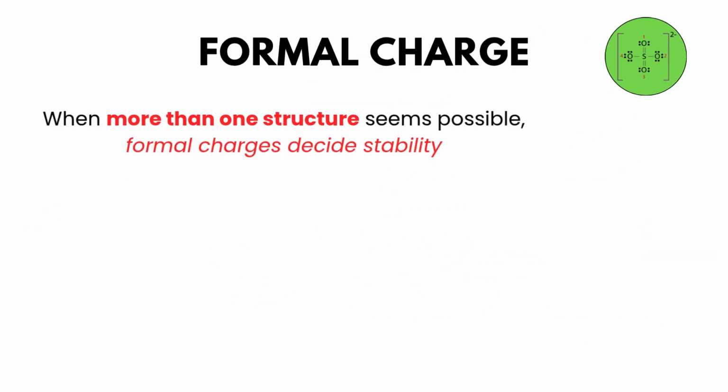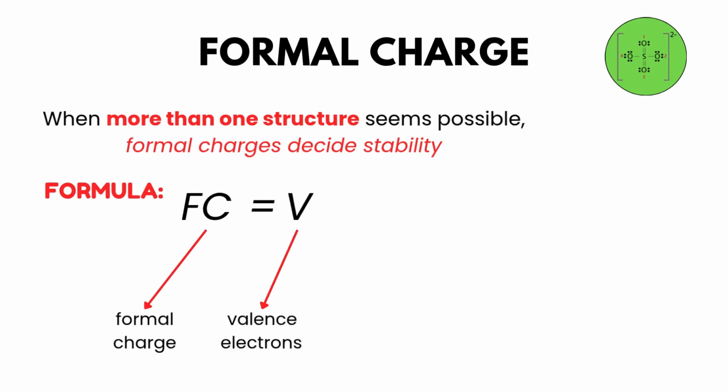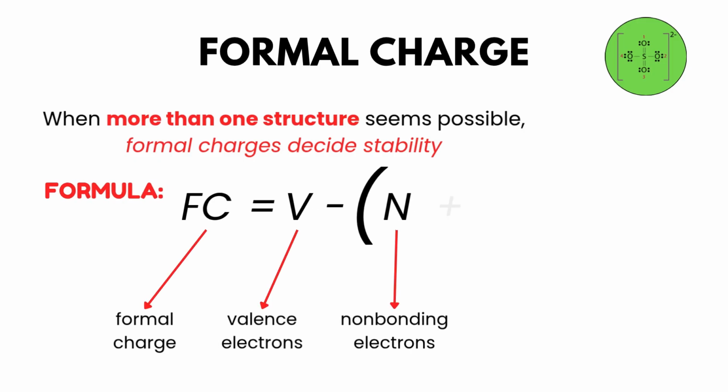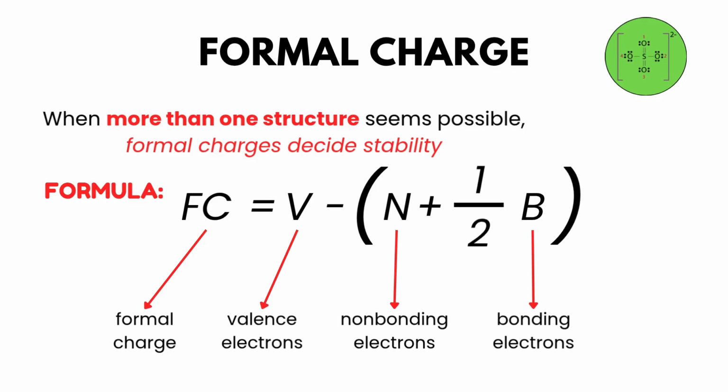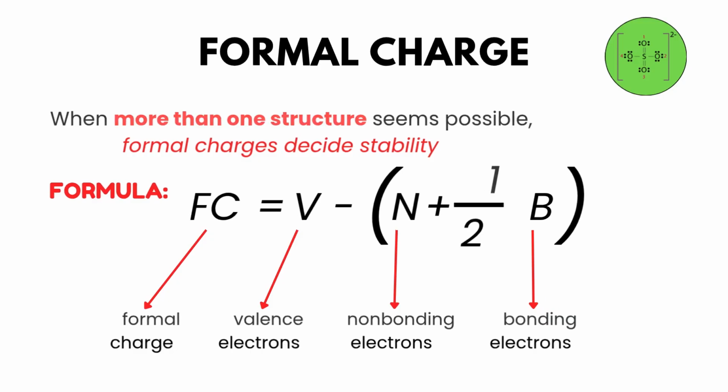Formal charge. When more than one structure seems possible, formal charges decide stability. The formula is formal charge equals valence electrons minus non-bonding electrons plus 1/2 bonding electrons. The best structure minimizes formal charges and places negative charges on the more electronegative atoms.